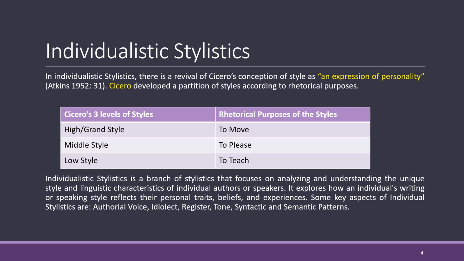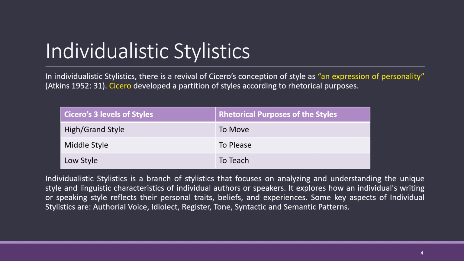Individualistic stylistics. The idea of individualistic stylistics flourished for the first time in Rome, as we know that the Roman Empire had extensive contact with Greek culture and intellectual traditions. Greek philosophy, literature, art, and science had a profound impact on Roman society and its intellectual development. In individualistic stylistics, there is a revival of Cicero's conception of style as an impression of personality.